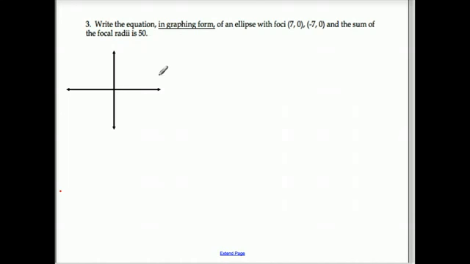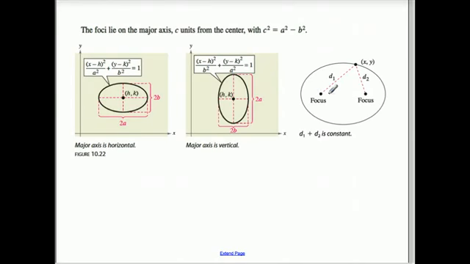So they give us the foci. That's 7 and -7 on the x-axis. Okay, and now they tell us that the sum of the focal radii is 50. So that means they're talking about the sum of these distances here. This distance plus this distance equals 50.